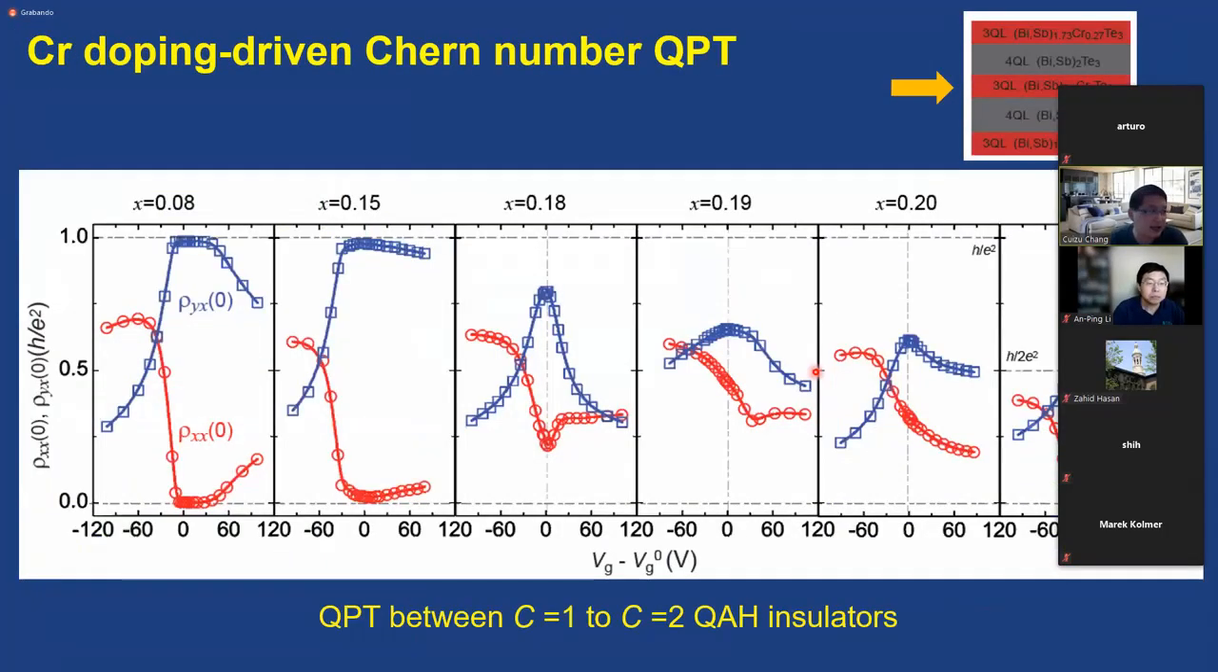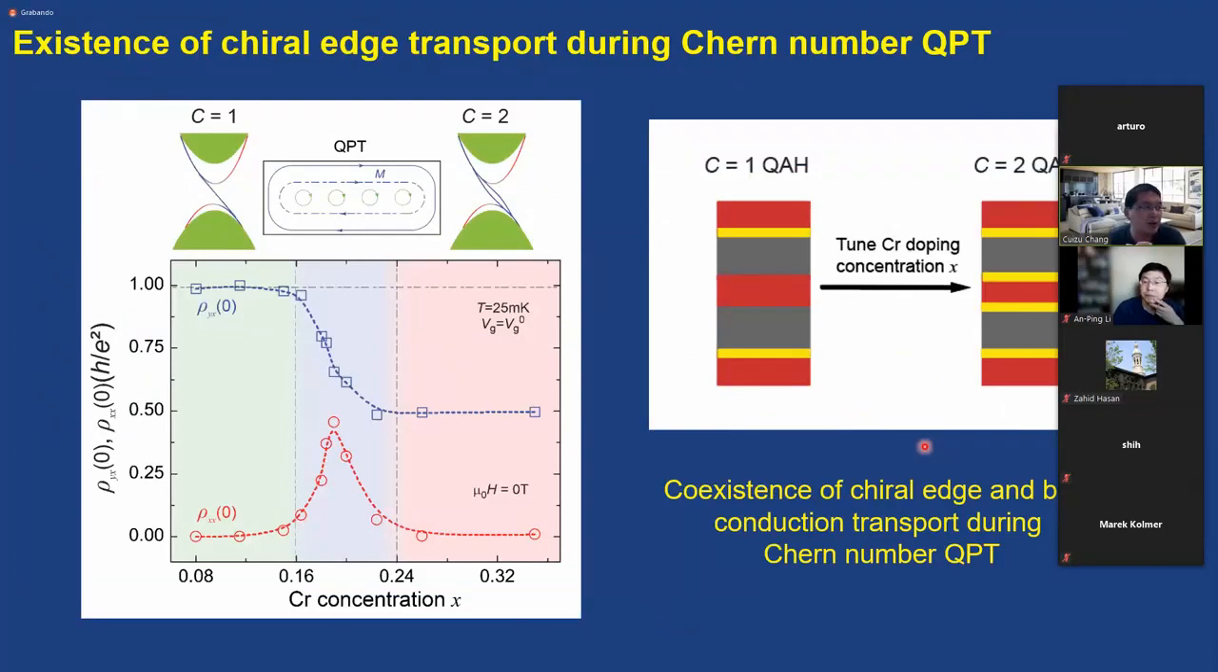So this is the data. We systematically change the chromium doping level. We can see the Hall resistance monotonically decreases and the longitudinal resistance first increases and then decreases. If we summarize the ferromagnetic field longitudinal resistance and the Hall resistance, we can see that when x is less than 0.16, it shows the C equals 1 quantum anomalous Hall. If above 0.24, it shows C equals 2 quantum anomalous Hall. And this is just the Chern number change induced quantum phase transition.